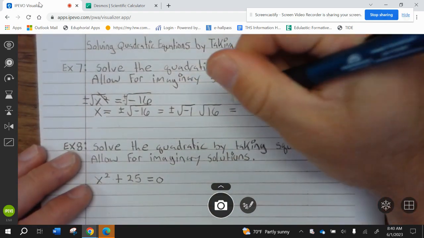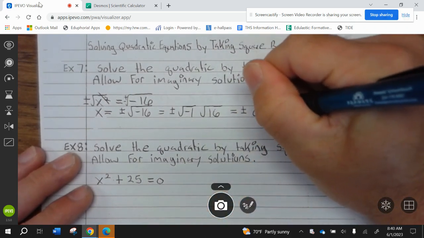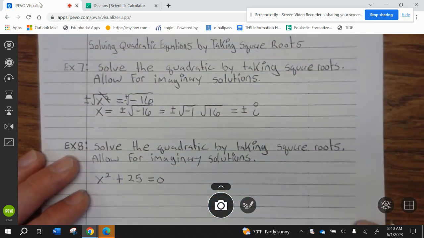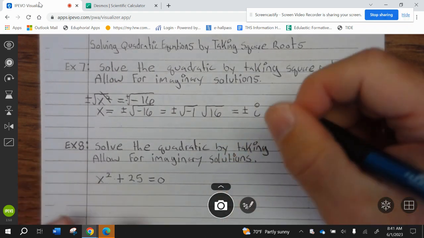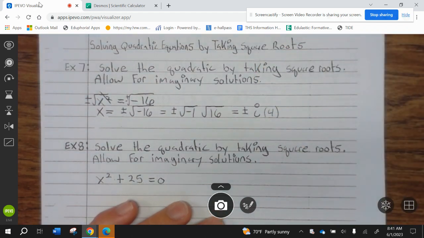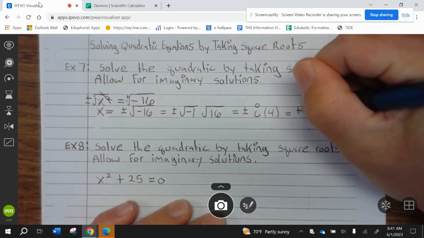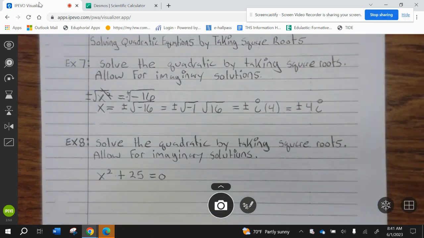which equals plus or minus the square root of negative 1, which is imaginary. Okay, square root of 16 is 4, so that's times 4. And then we're going to rewrite it as plus or minus 4. You must always put the number in front, so plus or minus 4i. Okay, go ahead and finish up example number 7.